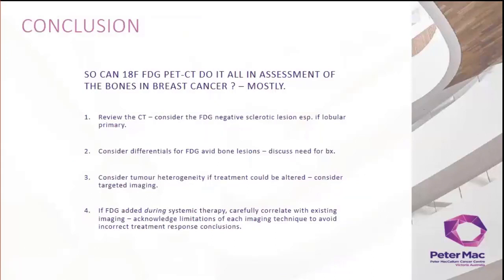So in conclusion, can we be confident that FDG PET-CT can do it all in assessment of the bones in breast cancer? Well, my answer is yes, mostly, with the provision of the following. Firstly, that the CT is carefully reviewed, especially consider the FDG negative sclerotic lesion, especially if it is a lobular primary. Secondly, consider differentials for FDG avid bone lesions and discuss the need for biopsy.